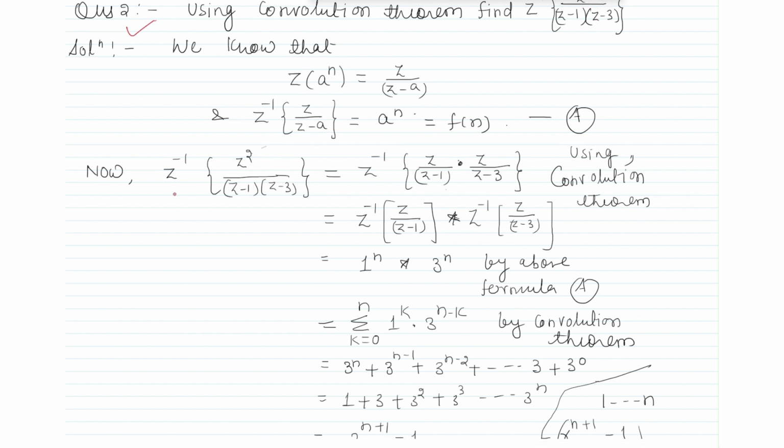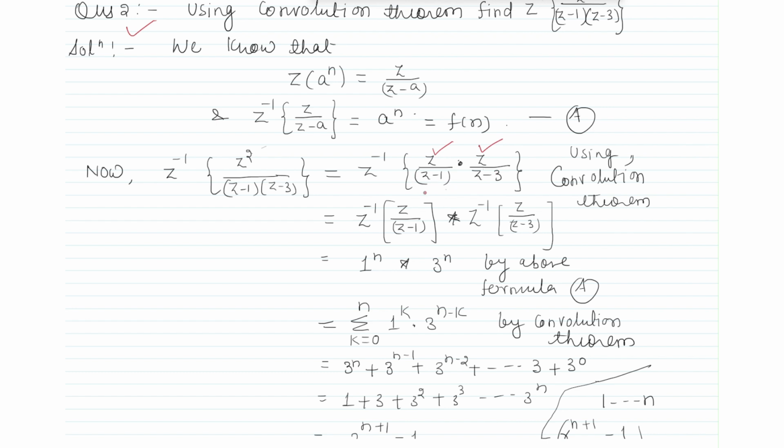So z inverse of z square upon z minus 1 into z minus 3 can be written as z upon z minus 1 into z upon z minus 3. So we have now two sequences. This is f(n), we can call, and this is g(n). This is F(z), and this is G(z). So we are finding the z inverse transform of these two functions, F(z) into G(z).